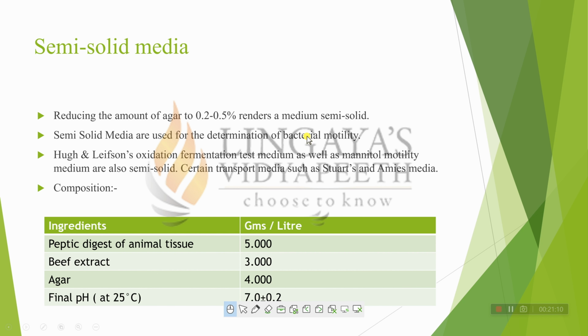Now talking about the semi-solid media. In semi-solid media, the solidifying agent is used in a lower amount. 0.2 to 0.5% is generally used, which will render a semi-solid medium. Alright. It is used generally for the determination of bacterial motility. Hughes and Leifson's oxidation fermentation test medium as well as mannitol motility medium are some examples of semi-solid media. Certain transport media are also used, such as Stuart's and Amies media.